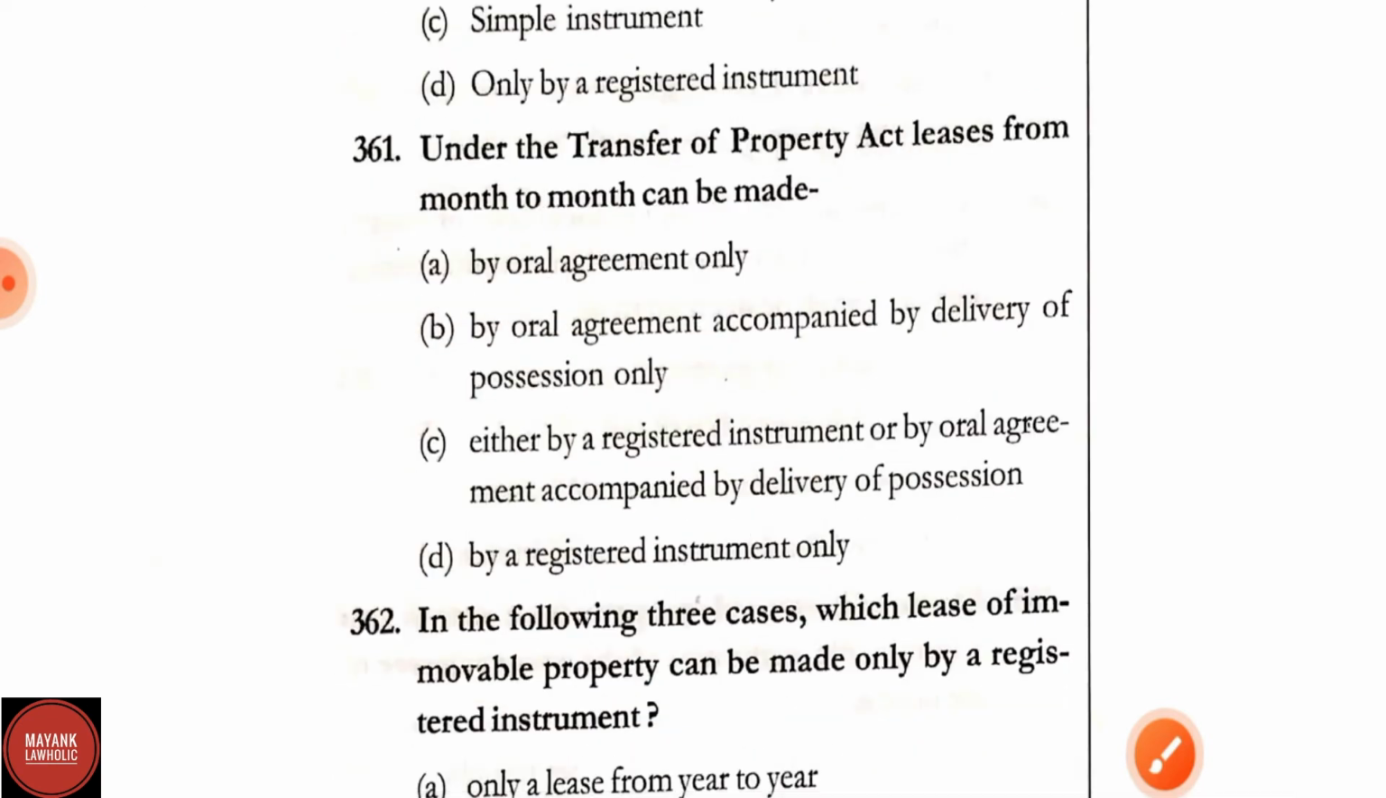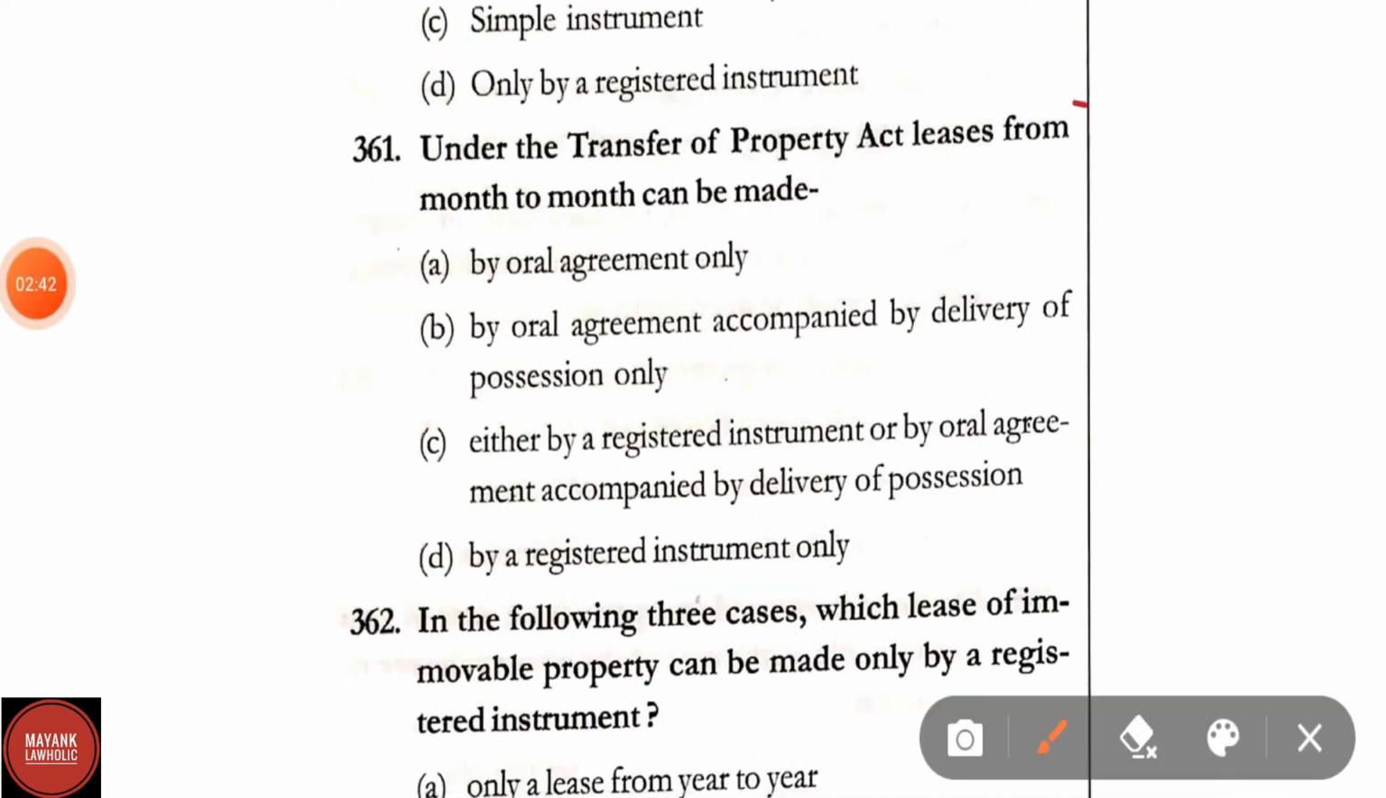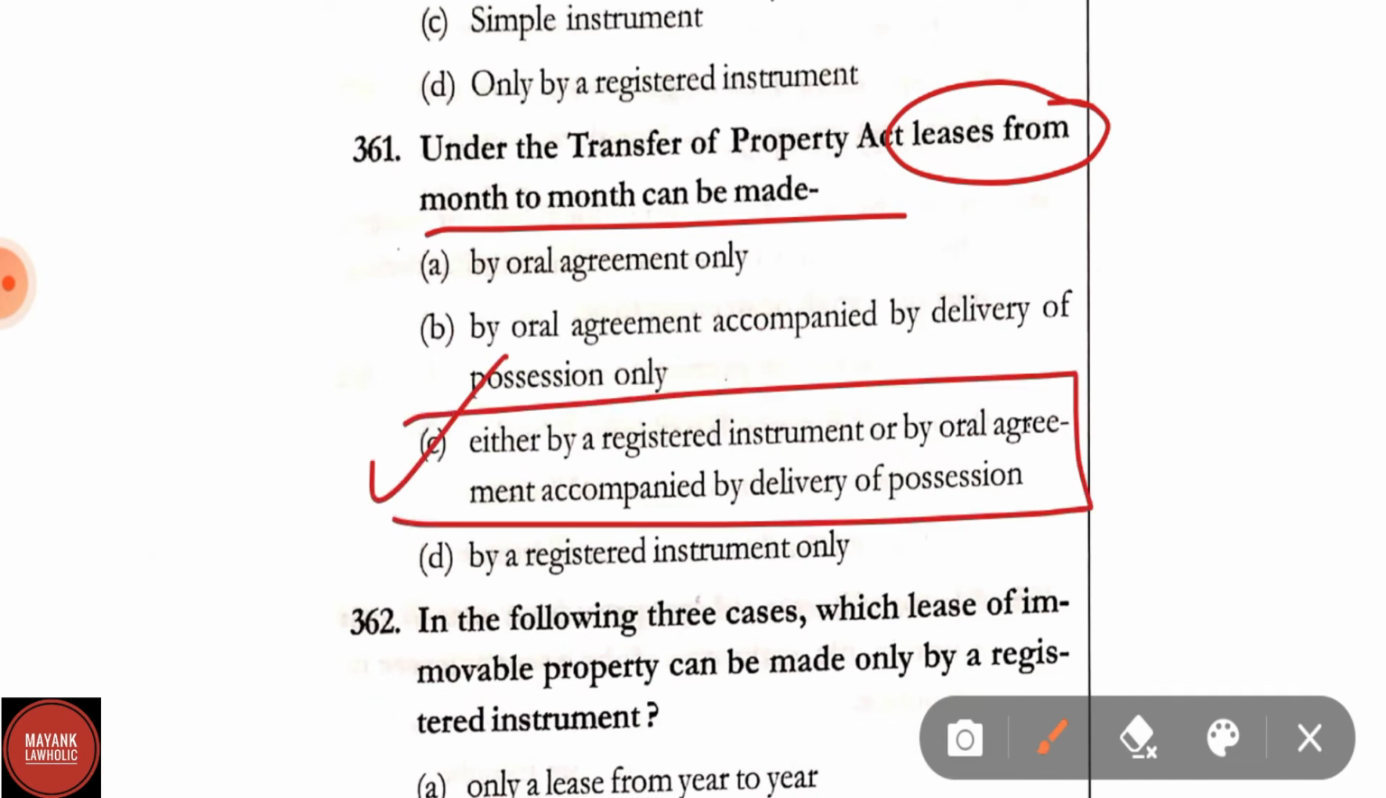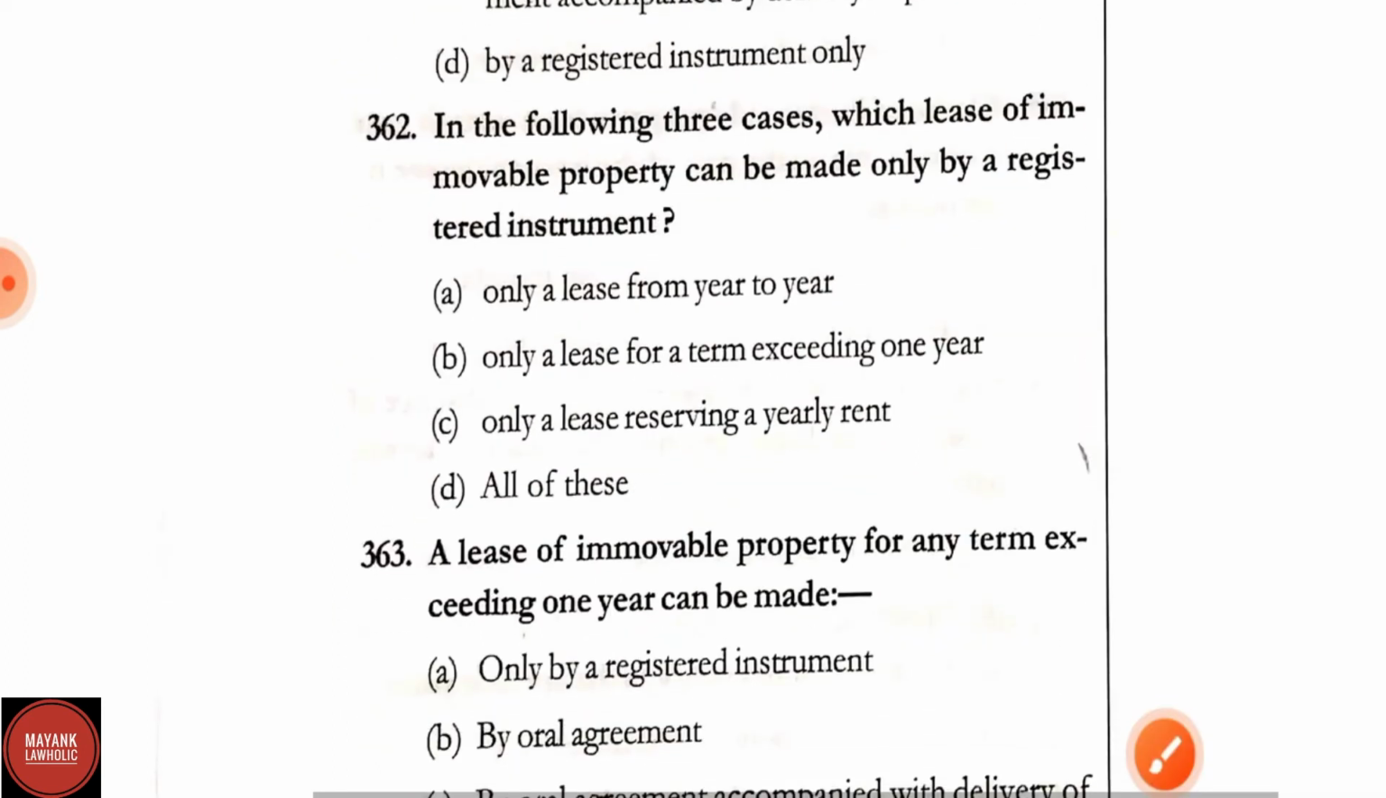Question number 361. Under the Transfer of Property Act, leases from month to month can be made: option A, by oral agreement; B, by oral agreement accompanied by delivery of possession only; C, either by a registered instrument or by oral agreement accompanied by delivery of possession; option D, by a registered instrument only. Here the correct answer is option C, that is, either by a registered instrument or by oral agreement accompanied by delivery of possession.